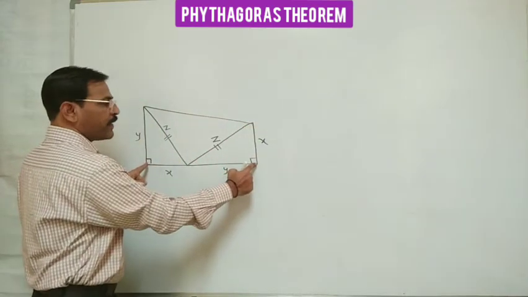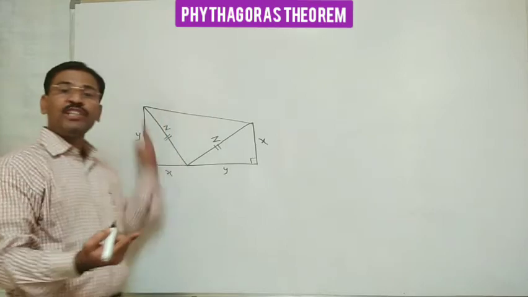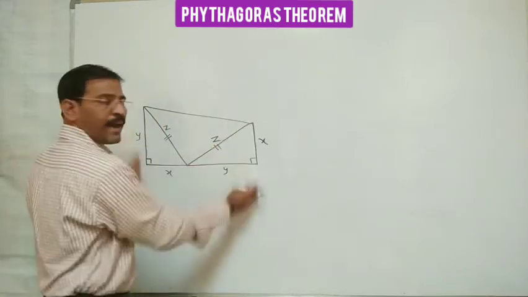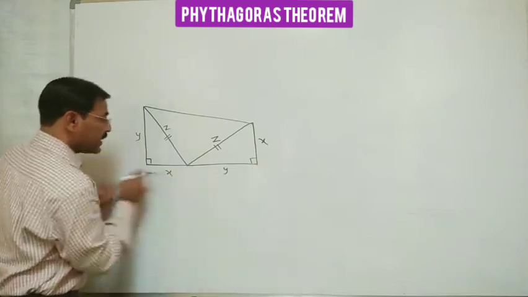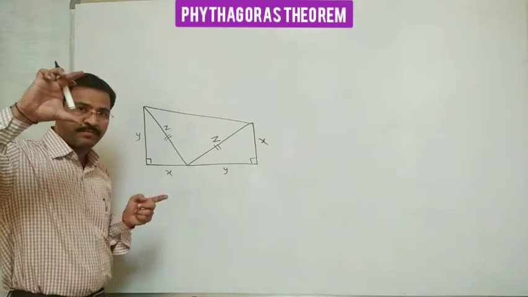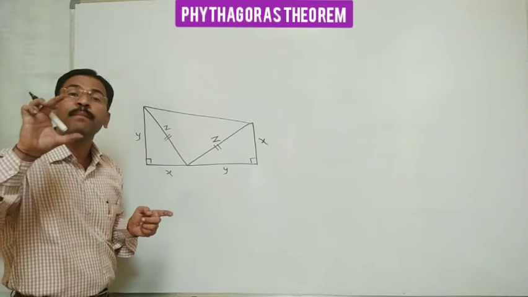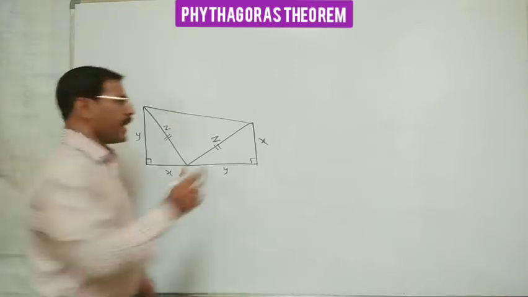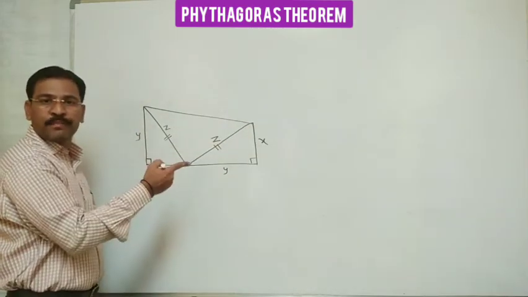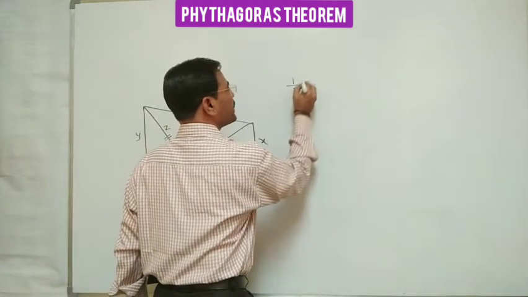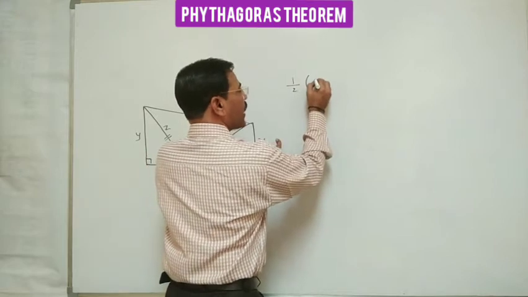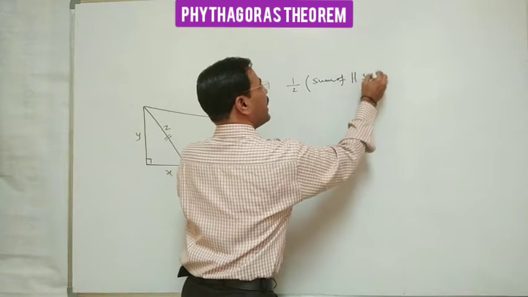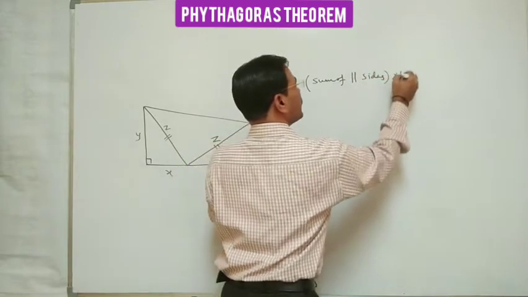Because these two are perpendiculars, we can say it is a trapezium, where the two sides are parallel. Now this is their height. The distance between parallel sides is called the height. What is the area of this particular trapezium? We know the area of a trapezium is equal to half into the sum of parallel sides into height.